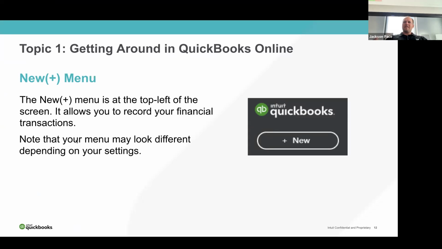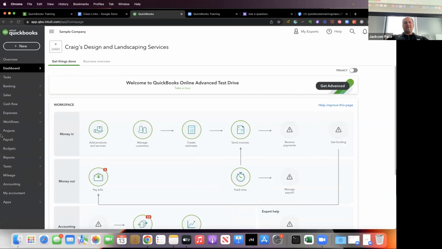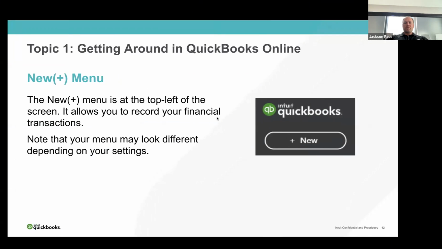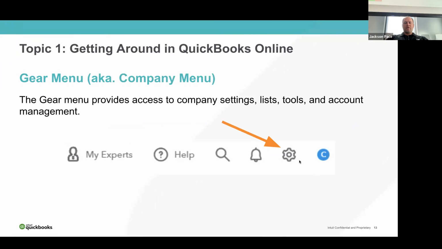And just know that different company settings, hopefully everybody's looks pretty similar to this, but depending on the version of QuickBooks that you have, it might look a little bit different. And this is the gear. It literally looks like a gear. The company menu provides access to company settings, lists, tools, and account management.